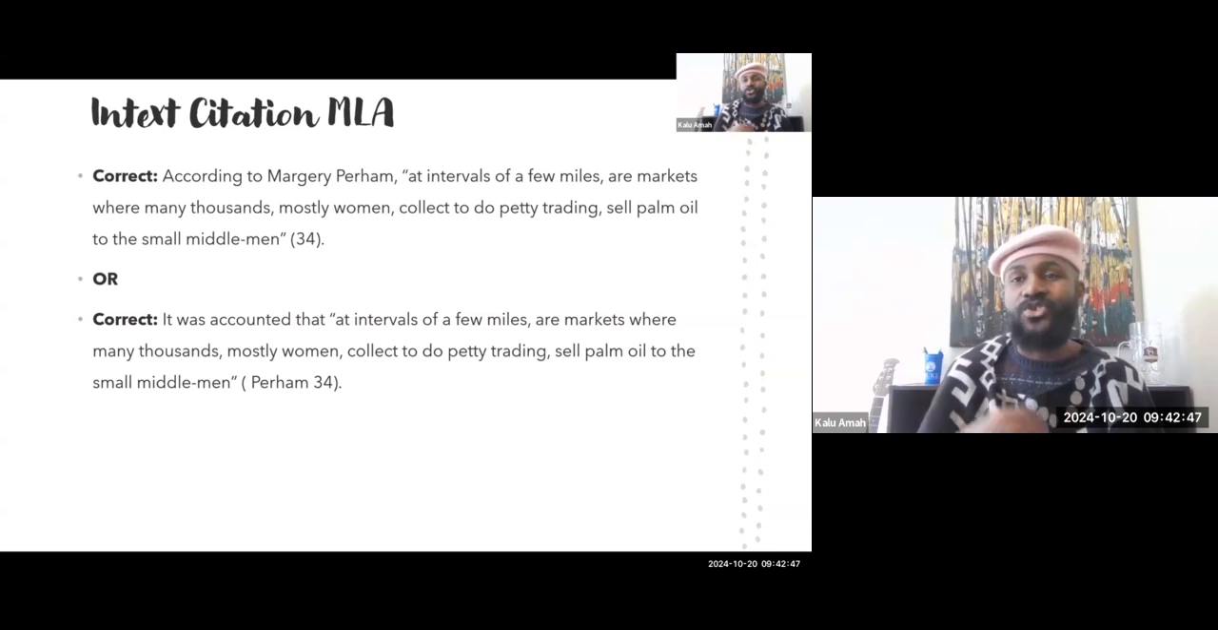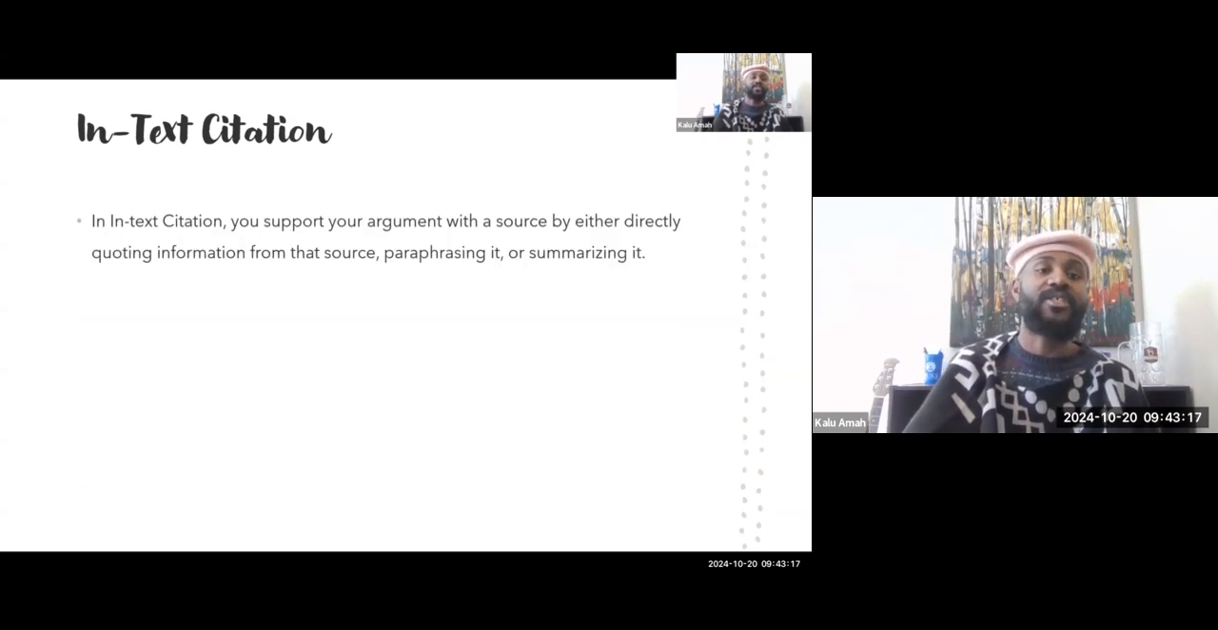So you can actually not want to introduce the name of this author in the body of your work. You can go ahead and report the idea by saying, for example, it was accounted that at intervals of a few miles, and at the end of the quotation, you go ahead and put Perham 34. So to tell us where this idea is coming from, where you got this information, you go ahead and say Perham 34. It's also another way to put it.